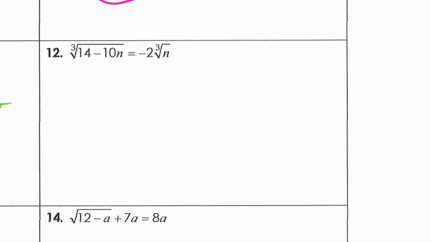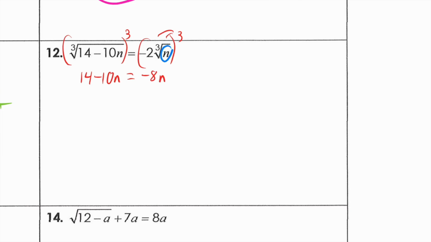So I might as well undo the cube root by raising to the power of 3. On the left-hand side, I undo the cube root by getting 14 minus 10n. On the right-hand side, as I cube each, cubing -2 gives me -8. Be careful with the negatives, though, because if it's an even number of negatives, an even power, that'll produce a positive. And the cube root of n being cubed is n.